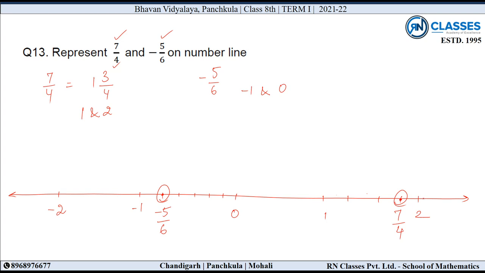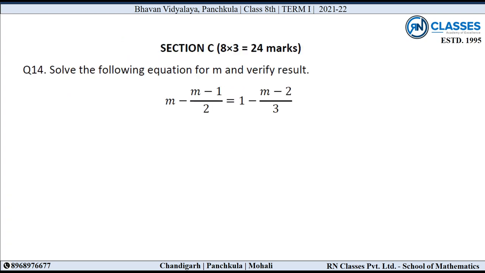Moving on to section C. Let's move on to section C. Solve the following equation for M and verify the result. Okay, 3 marker question hai, section C aa gaya. 8 questions, 3 marks each, 24 marks aapke paas aa sakte hai if you do it properly. Done. Ab solve for M, ye kya hai? Linear equation in one variable. That's it. Nothing else to do. So, अब उसके बाद verify भी करना है, भूलना मत, ठीक है?